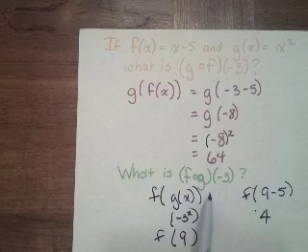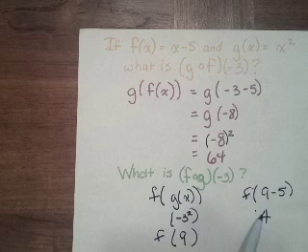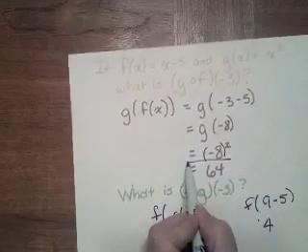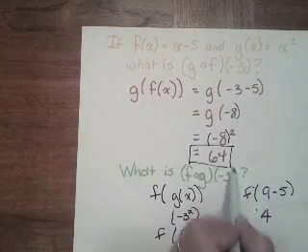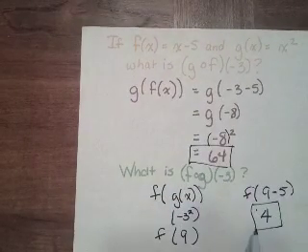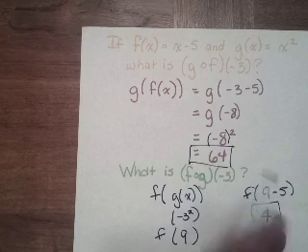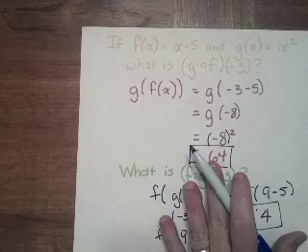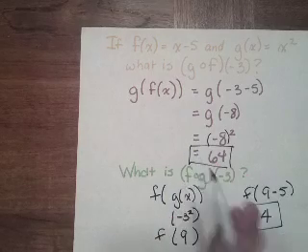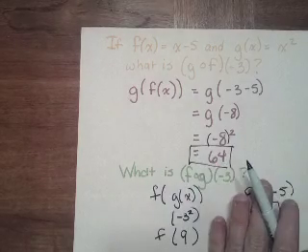negative 3, is 4. And what I want you to notice is that 64 and 4 are not the same, which means that I can't just flip-flop my composite functions. I have to do it one way or the other way.